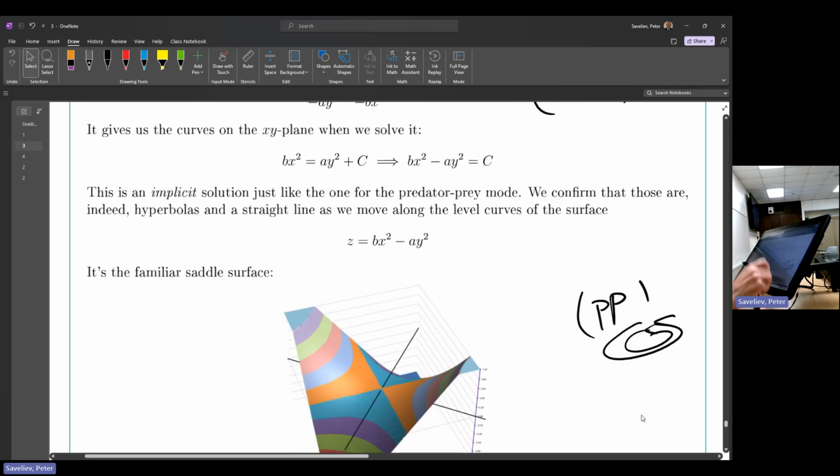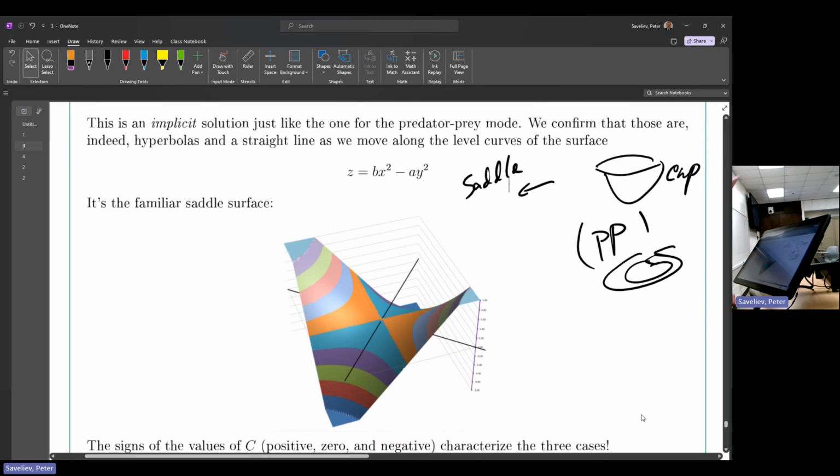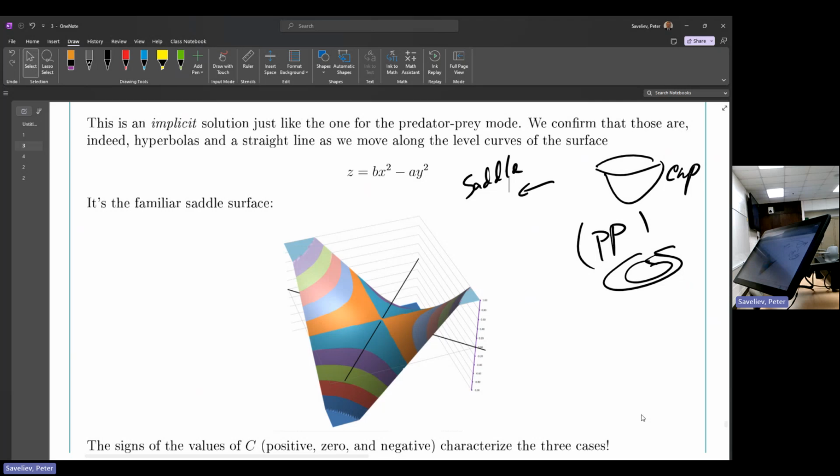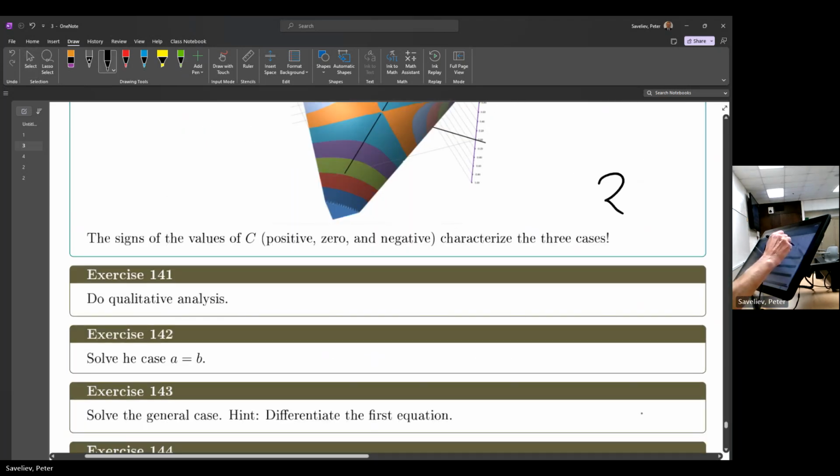And that function, instead of being like a bowl or cup, we have a saddle instead. And then if we cut it like this, we know that the level curves of this function will produce the solution, just like with the predator-prey model. Those are the hyperbolas. Okay, so just read this part.